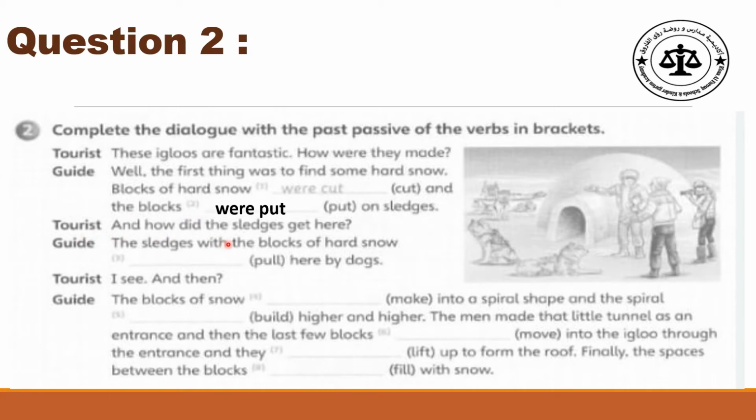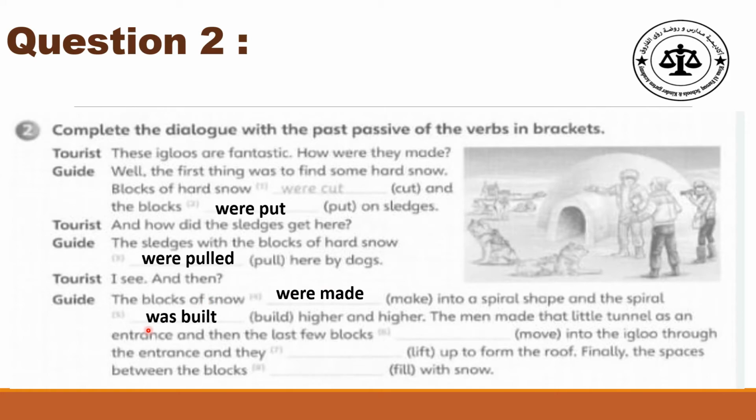Tourist: And how did the sledges get here? The guide: The sledges were pulled here by dogs. Excellent. The sledges is plural, so we use were pulled. Tourist: I see. And then? Guide: The blocks of snow were made into a spiral shape. We have the verb make and plural, so excellent, were made. Spiral shape means شكل حلزوني.